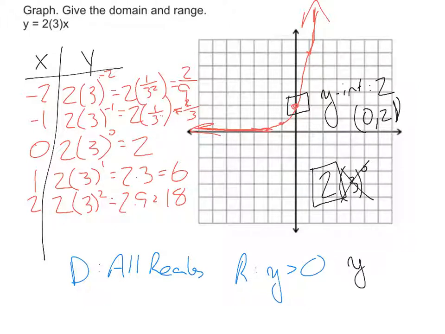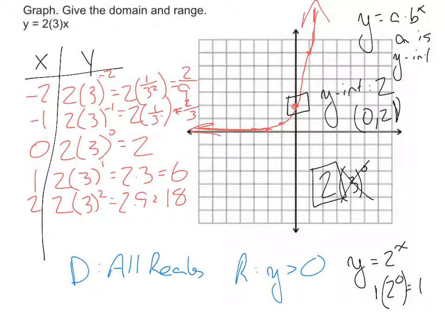In my first example, it was y is equal to 2 to the x. When I put in 2 to the 0, I just got a result of 1, because the number out front of it was a 1. So this number out front, if I write it as y equals a times b to the x power, a is the y-intercept here. That's a quick pattern to figure out what that's going to be instantly. Okay, and we will be done.